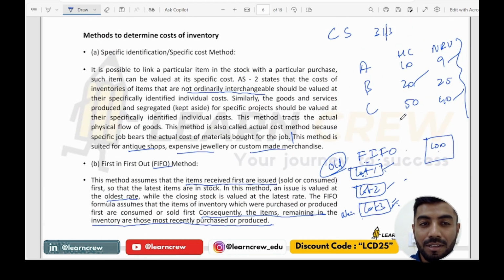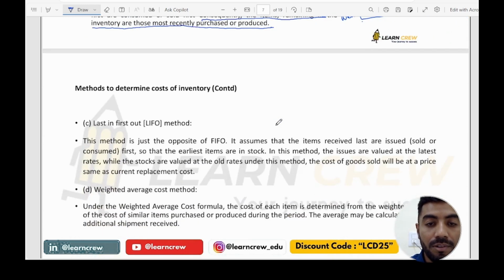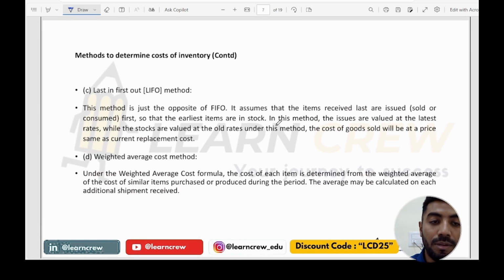All these are methods to determine the cost of inventory. The first one is the specific identification method. The second one is FIFO, first in, first out. The next method we're going to discuss is last in, first out, called LIFO. Similarly, we had three lots: lot one, lot two, lot three. In the last in, first out method, what will happen?